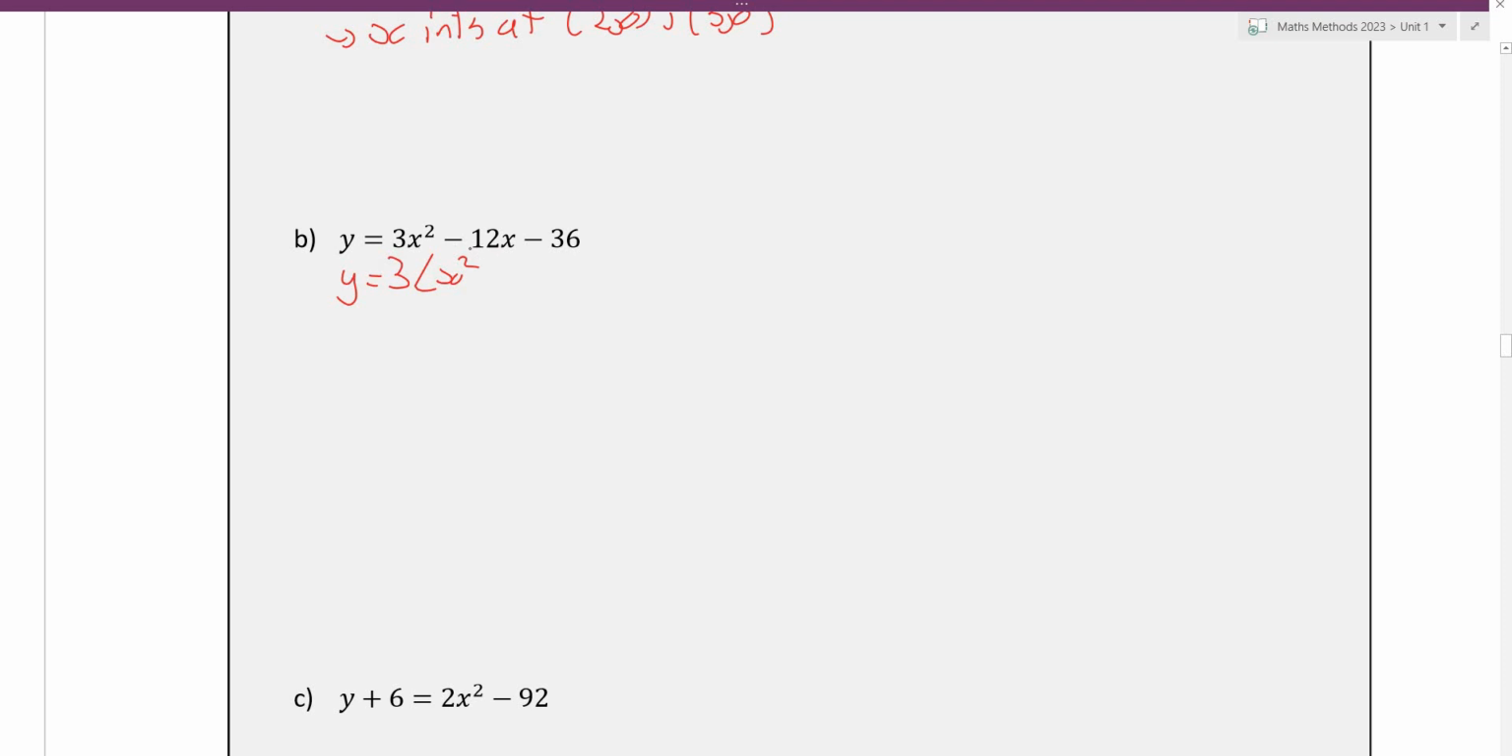When I factorize 3 out of negative 12x, what's left over? 4. Or negative 4x, I should say. When I factorize 3 out of negative 36, what's left over? Negative 12.